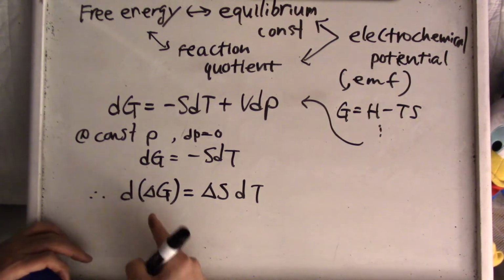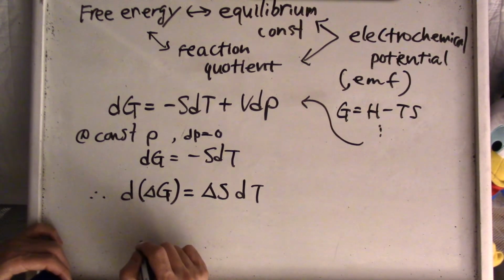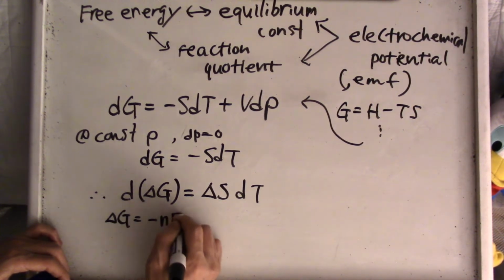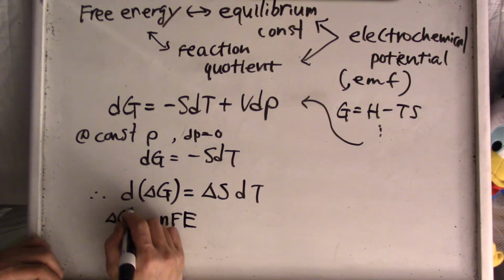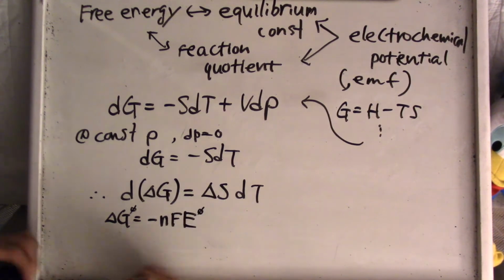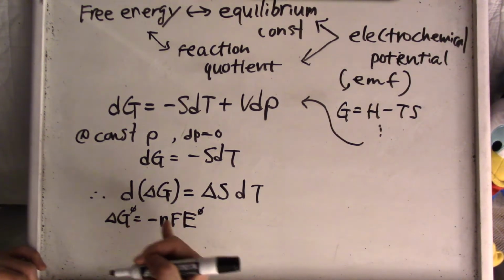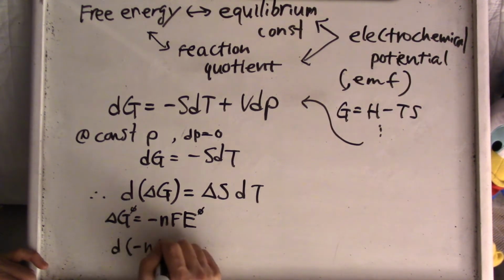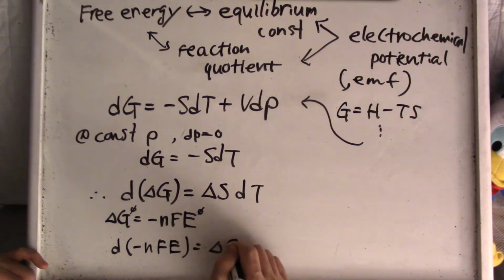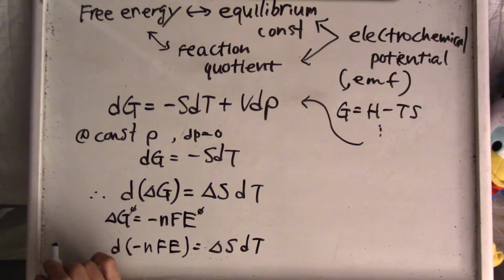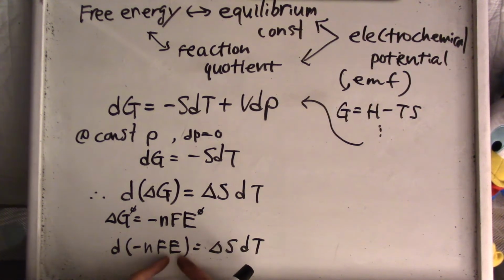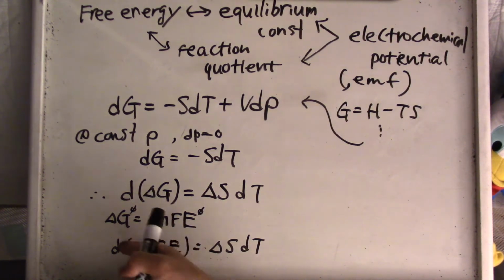But anyways, remember delta G is minus NFE, which is what we have been dealing with, right? So standard is equal to NFE of the standard. You can put this inside here, so it's d of the minus NFE is equal to delta S dT, right? Of course, E is the cell potential, it's a voltage, right? So in this case you can take dE.